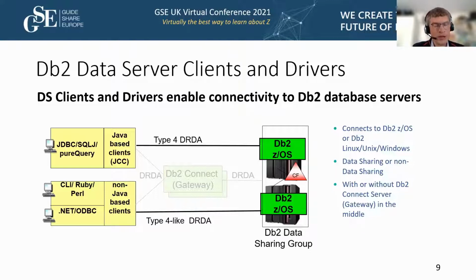From the mainframe perspective, there's no differentiation between data sharing or non-data sharing. So you could configure your clients directly to a DB2 for z/OS data sharing member. You could configure it to a dynamic VIPA so that it can work with all members of your data sharing group. And you could also use a Db2 Connect server right in the middle between the clients and your mainframe, or you could use direct connectivity. That makes no differentiation from the clients and driver perspective. In every case, we will have DRDA connectivity, which for Java is always JDBC type 4, and for non-Java, some kind of type 4-like connectivity.